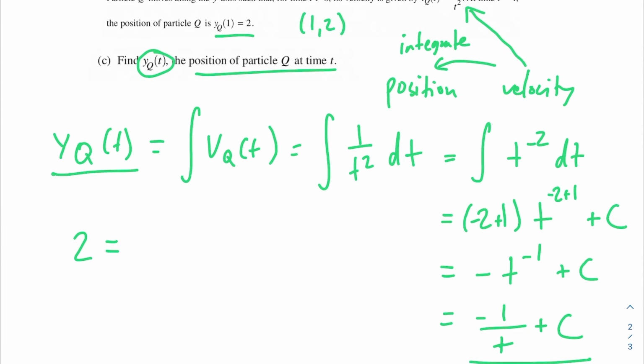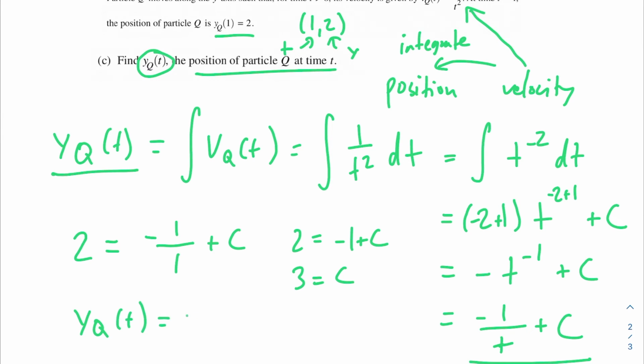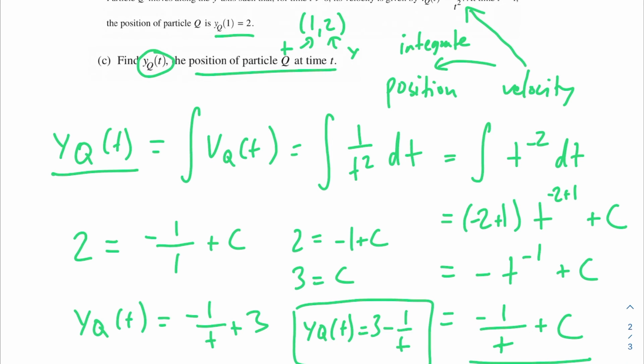So we can set the left side of the equation equal to 2. So our point is 1, 2. And then we can plug in, so this would be our y, this will be our t. So we can plug in 1 for our t, like that, plus c. So now we're going to get 2 is equal to minus 1 plus c. Add 1 to both sides, 3 is equal to c. We're going to get that y of q of t is minus 1 over t plus 3. Because we solved for our constant, you can also rewrite this as 3 minus 1 over t if you wanted. Right? And that's our final answer for part C.